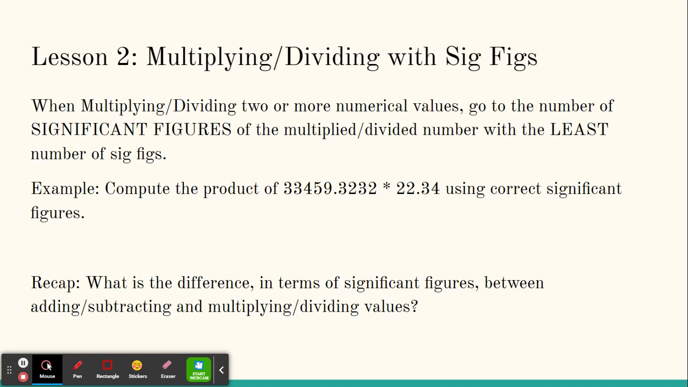So to recap, the difference in terms of significant figures between adding and subtracting and multiplying and dividing values is that when you're adding or subtracting, the number should have as many decimal digits after the decimal place as the number that you're adding or subtracting with the least number of digits after the decimal place. Now, when multiplying or dividing values, the answer, either the product or the quotient, will have as many significant figures as the number that you multiplied or divided with the least number of significant figures. I hope that made sense.